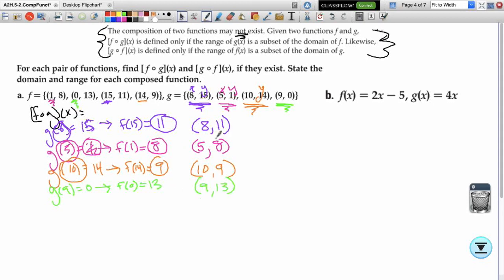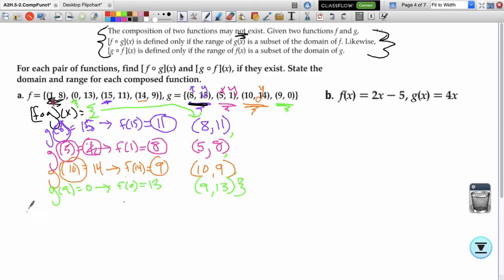So right now, because all of the ranges, all of my outcomes for my g's were domains for my f's, I do have a composition of functions. My f of g of x would be, in curly brackets, all of these coordinate pairs separated by commas and ended with another curly bracket. Okay, if you want to take a second to write that down, f of g of x would be these 4 coordinate pairs in curly brackets.